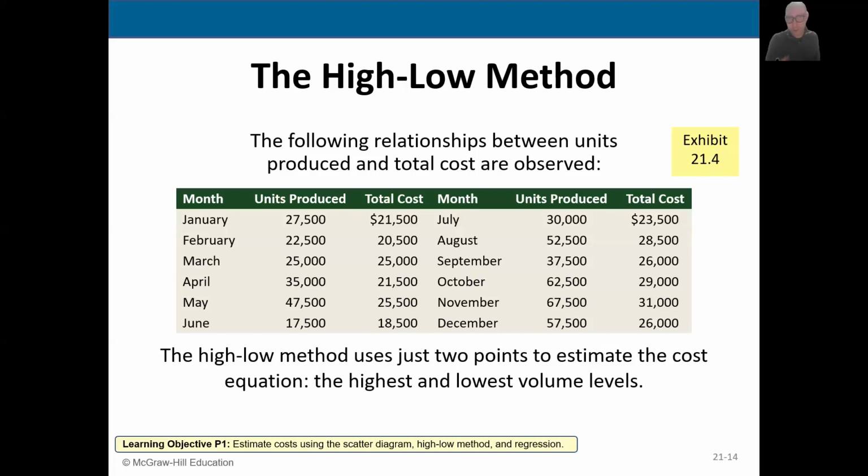What about cost? What's the highest total cost in this information? Yeah, it looks like November, 31,000. What about the lowest total cost? What month does that occur in? It is June, isn't it?